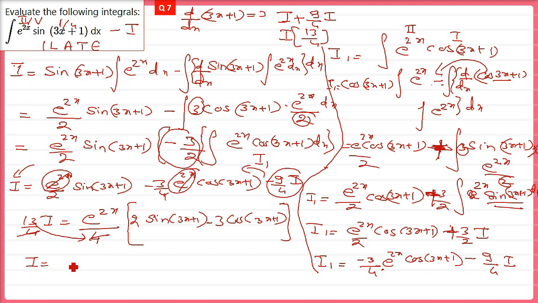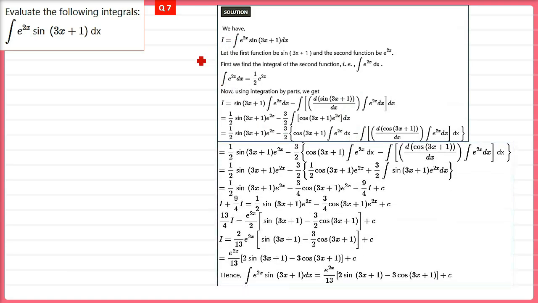So the final I will be something like this: e raised to x by 13, and then we have 2 sin 3x plus 1 minus 3 cos 3x plus 1, and finally a constant of integration. That's your final answer. Now how will this be done? This is a complete solution because there was a glitch in the negative sign which I told you about. So you can just use this as a reference.